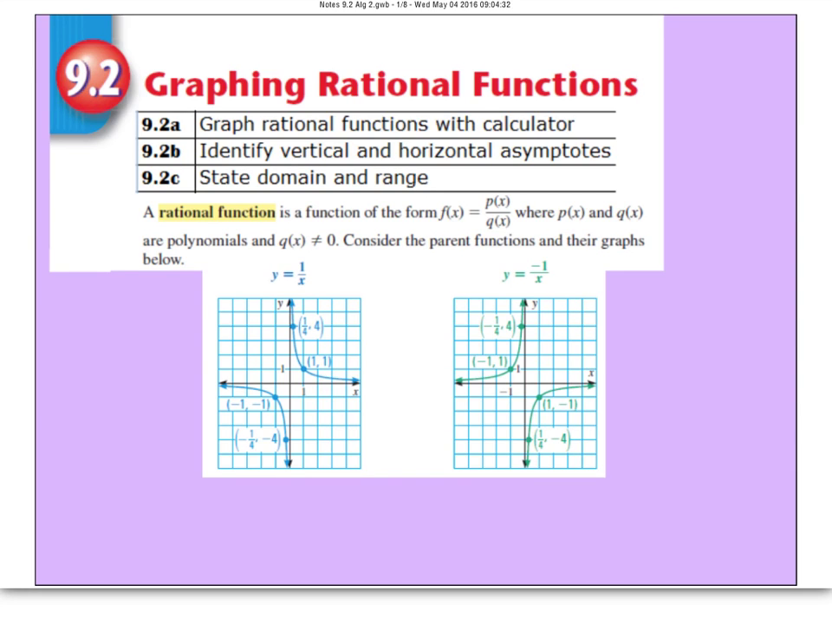Section 9.2 we'll cover in one video. I'll show you how to graph rational functions with a calculator at the end, but we're going to start with identifying vertical and horizontal asymptotes and stating the domain and ranges of these graphs.